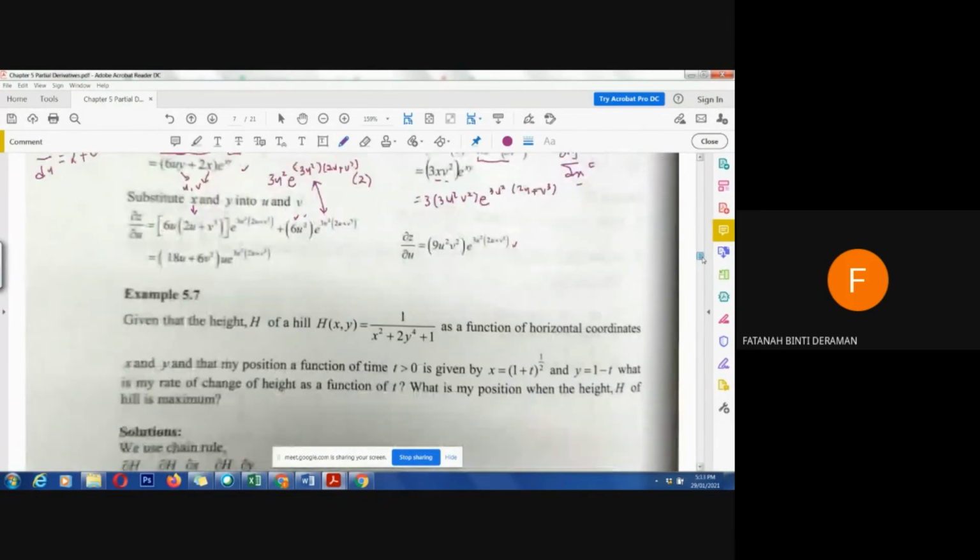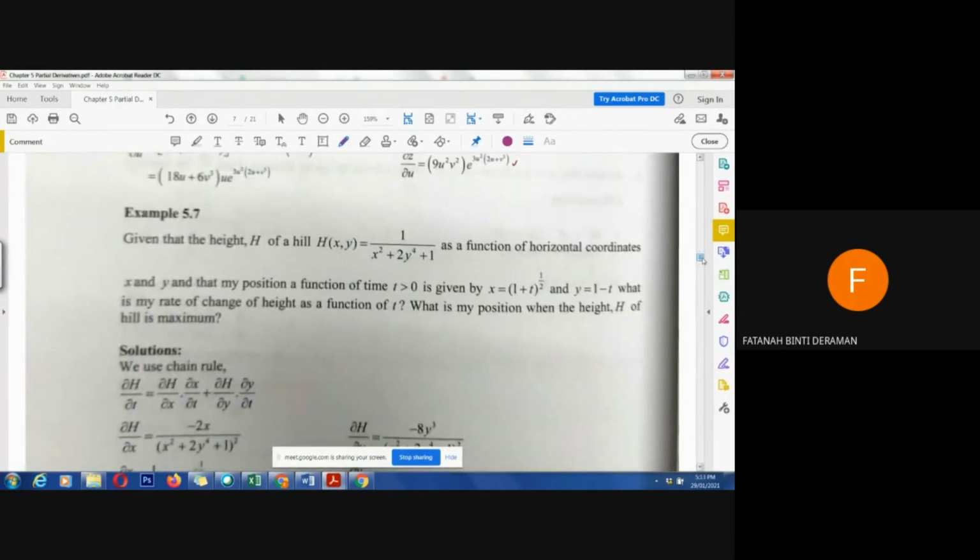Next, there's another example. This is more of an application in a real situation. Given that the height is H, we have the function H with x squared plus 1 over x squared plus 2y to the power 4 plus 1. This function is the horizontal coordinate x, y, and my position is a function of time t. For x we have this, and for y we have this. So it's my rate of change of height as a function of t.